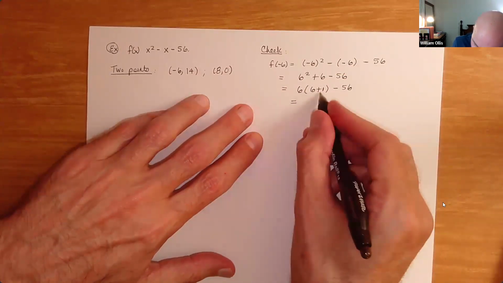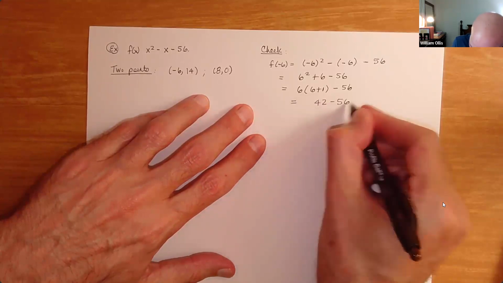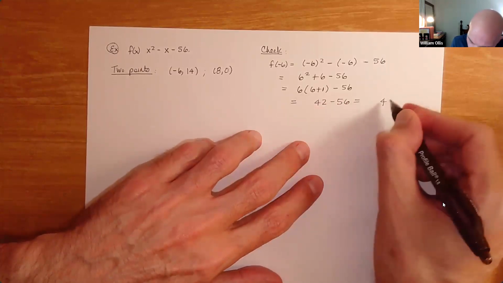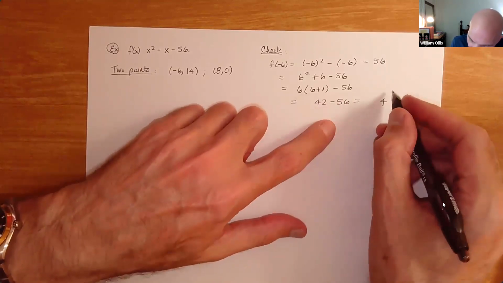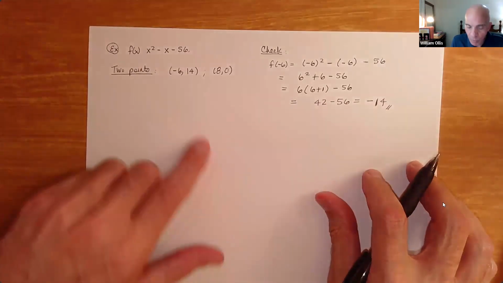And of course, that's just a 6 times a 7, which is a 42 minus a 56. And of course, the 2 from the 6 is 4. And then, of course, the 4 from the 5 is 1 with the negative. So that gives us exactly what we expected.